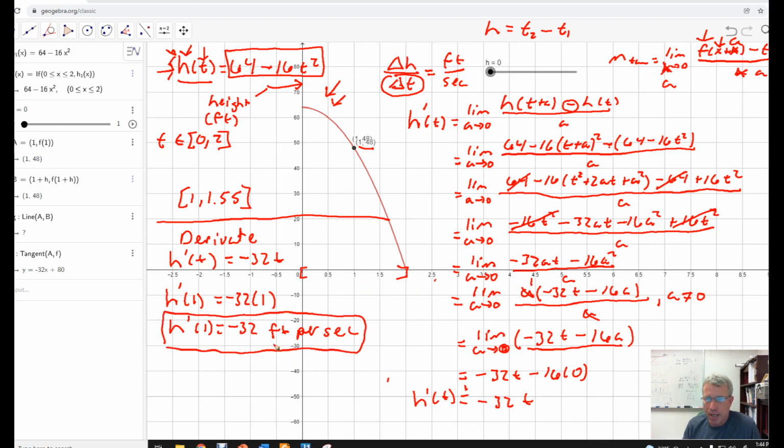And the feet per second, where we're getting that from, is when you calculate the slope of a line on this graph, you have a delta h over delta t. Remember, delta h is height in feet, and delta t is time in seconds. So we're getting a feet per second calculation when we calculate the derivative. The slope of the lines have units feet over seconds.